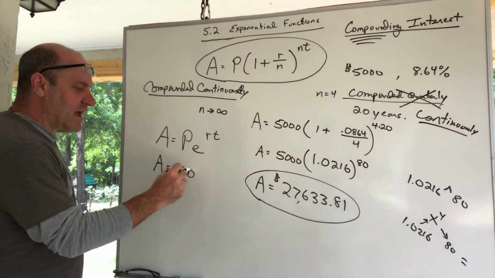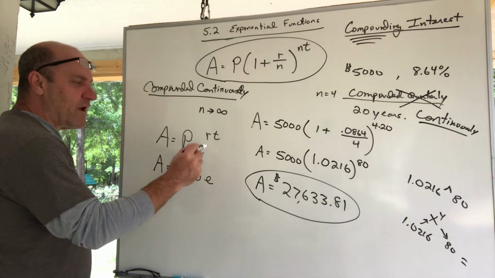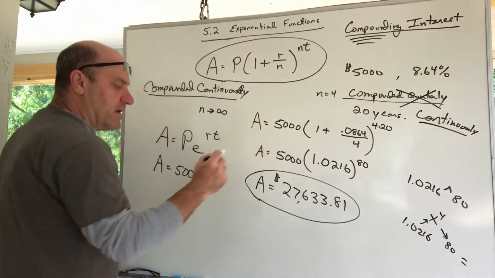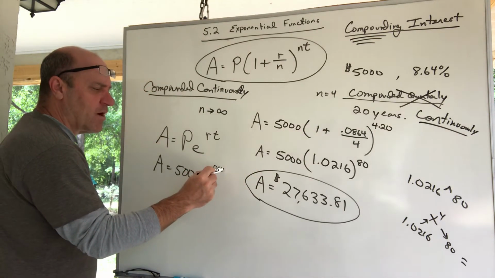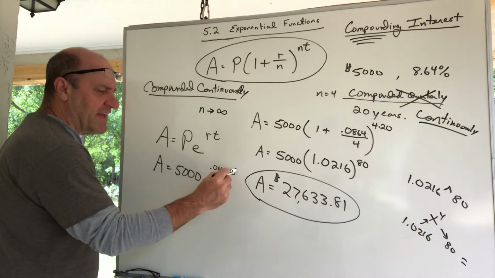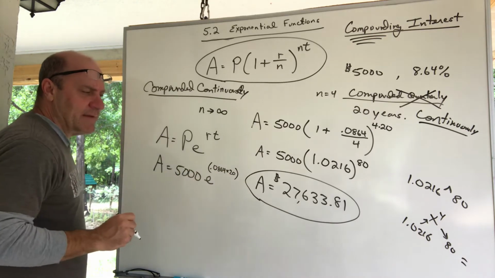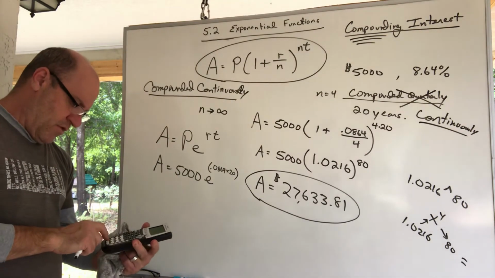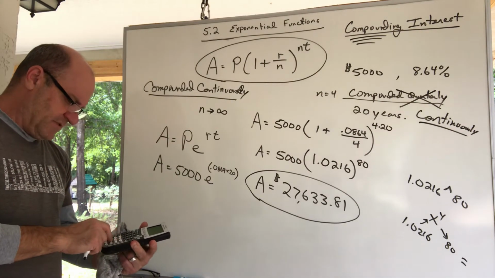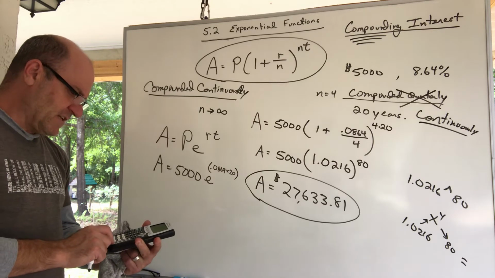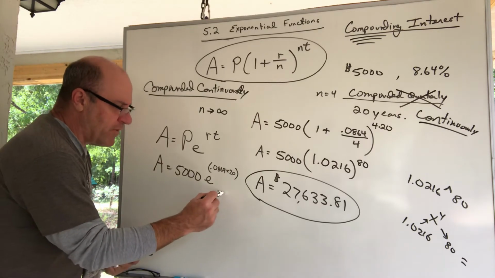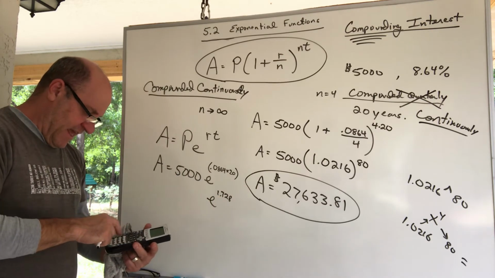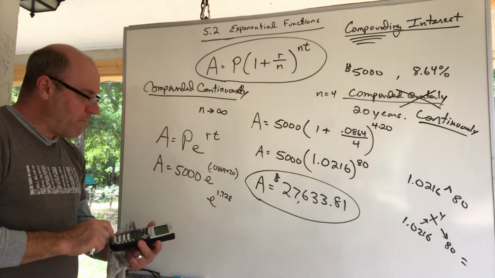We got the $5,000. We got our base e raised to the interest rate times the 20 years. The interest rate was 0.0864, and that's multiplied by 20, and that's all the exponent on the e. So you've got to be careful how you do this. Let me try this here. 0.0864 times the 20, so I'm getting e to the 1.728. So I find my e button. It's right there. Second ln is the e button, to the 1.728.